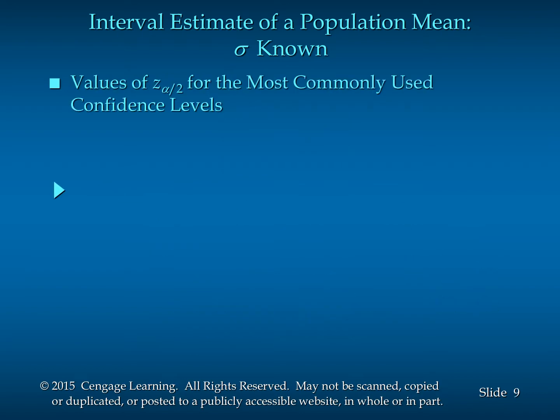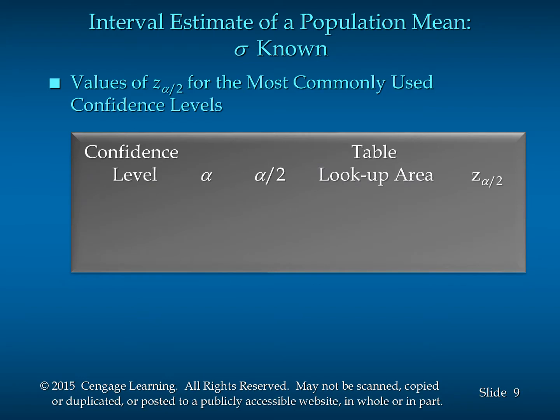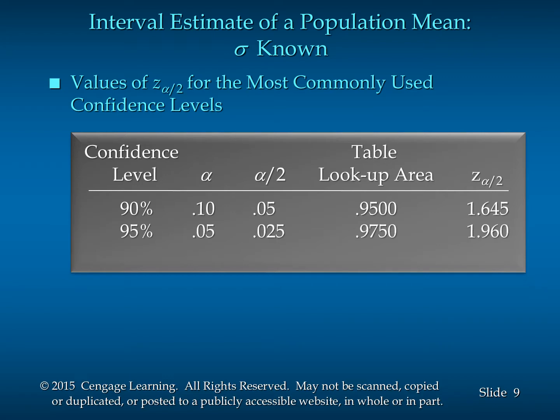Most frequently, we will use confidence levels of 90, 95, or 99%. This is a convenient table showing the z values for alpha and alpha over 2 for those three confidence levels. But it could be that we want to be 97% confident or 93% confident. If so, we would simply look up those values of alpha over 2 in the z distribution table to find the area.